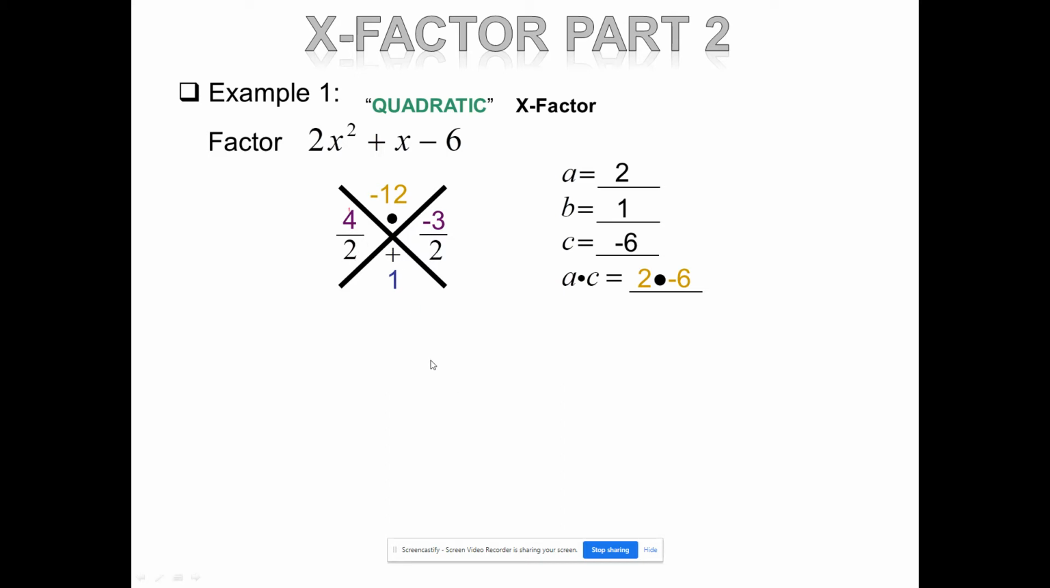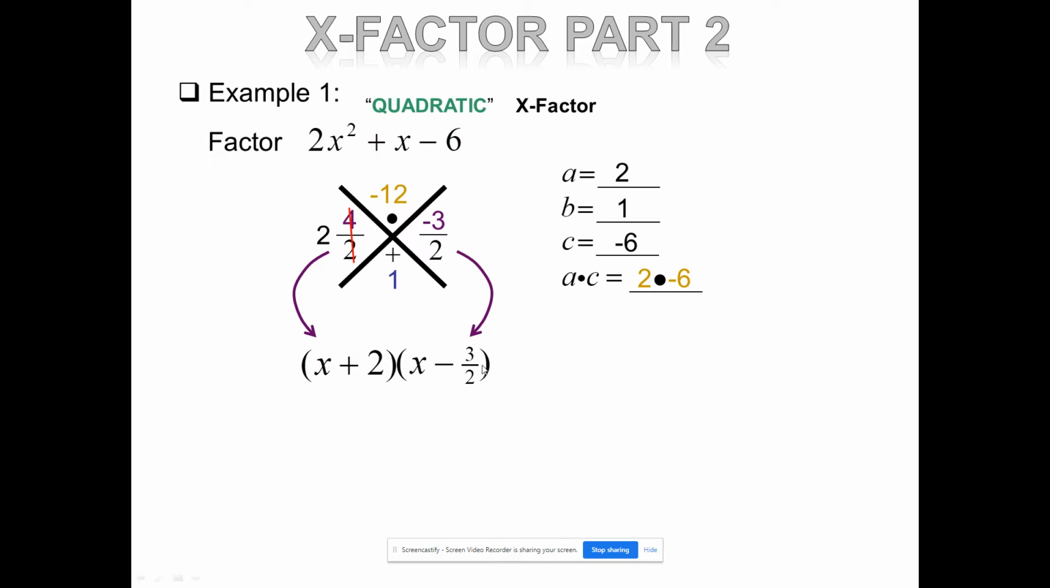So 4 over 2 reduces, because 4 divided by 2 is 2. But -3 over 2 doesn't reduce, so I'm going to leave it as -3 over 2. So this becomes x plus 2, and this -3 over 2 becomes x minus 3 over 2. But here's something that a lot of students forget.